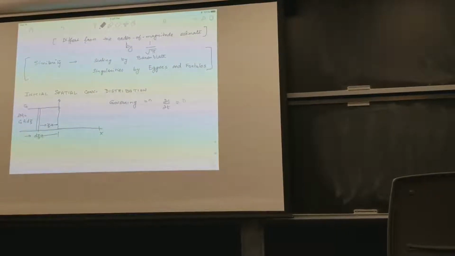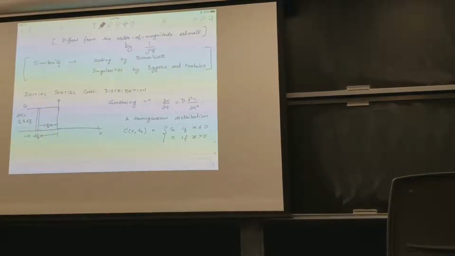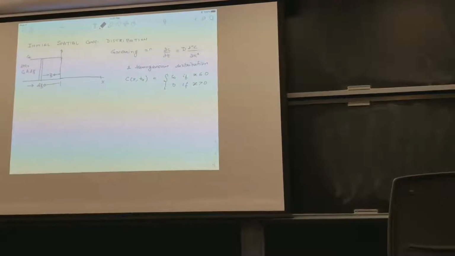So that essentially means we are still neglecting any reaction terms and so on. And we assume homogeneous distribution with concentration defined at initial time as C naught if x is less than 0, 0 if x is greater than 0. Okay, that's just whatever we sketched, we are just writing that mathematically down.